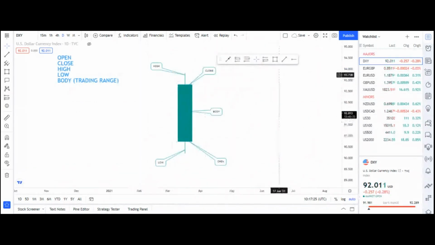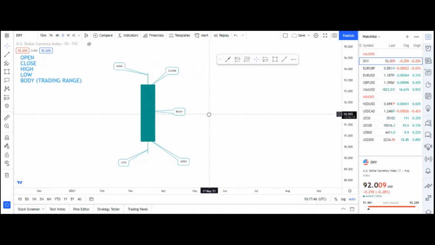Okay, so this is a bullish candlestick. And I said, this is the low, this is the open, this is the body, this is the close, and this is the high. Now, in a bullish candlestick, it means price was going up. When price wants to go up, the open cannot be above, it has to be below, then it moves higher. This is why we call this a bullish candlestick. Now let's go to a bearish candlestick.